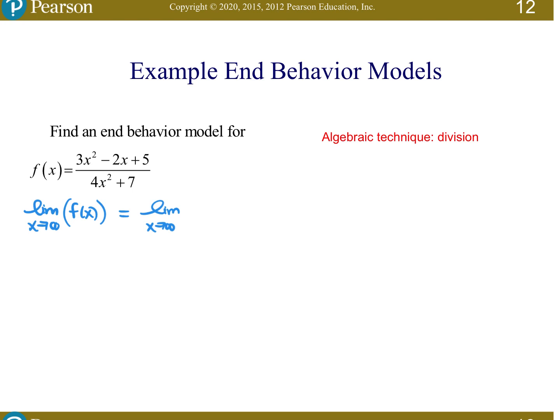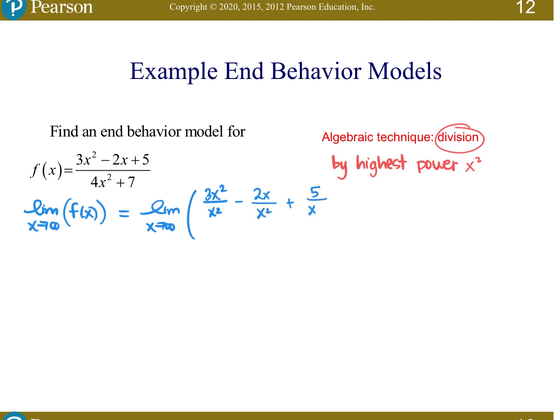And we'd like to do that algebraically. And the best algebraic technique is division. But what do you divide by? You always divide by the highest power available to you. And the highest power in either of these polynomials is x squared. So we would be dividing every term by x squared. So 3x squared would get divided by x squared, 2x would get divided by x squared, 5 would get divided by x squared. And then in the denominator, 4x squared gets divided by x squared, and 7 gets divided by x squared.